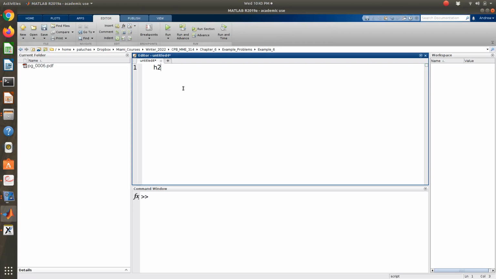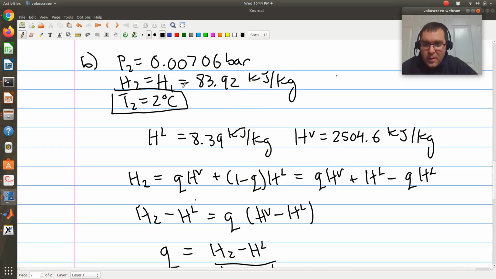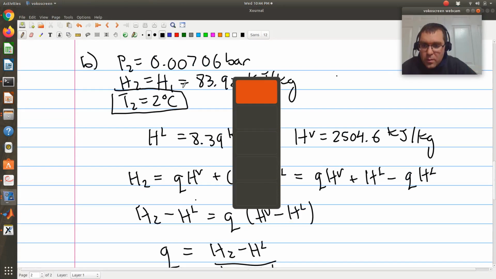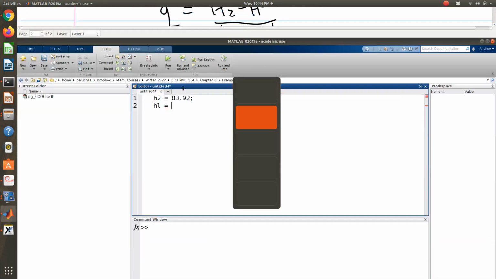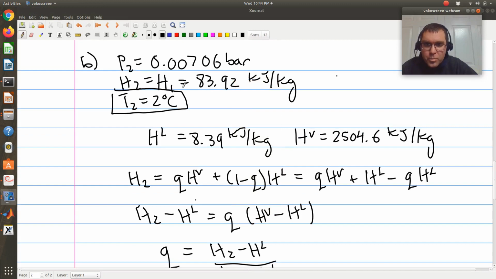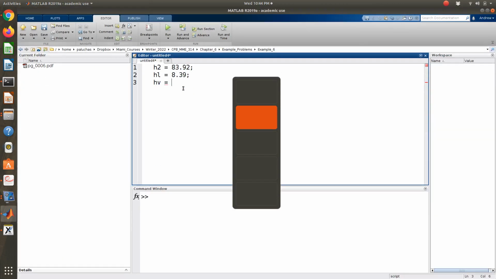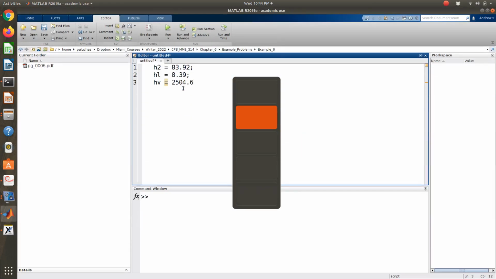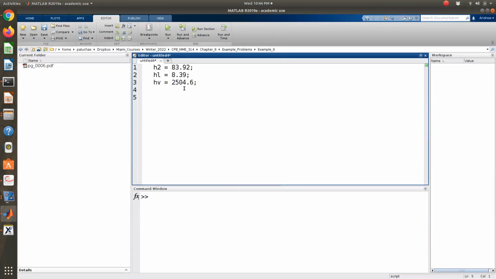Okay. And so the enthalpy of stream 2 is 83.92. The enthalpy of my liquid is 8.39. The enthalpy of my vapor is 2504.6. Okay, and just based on this, we expect it to be mostly liquid, given how big the enthalpy of my vapor is.